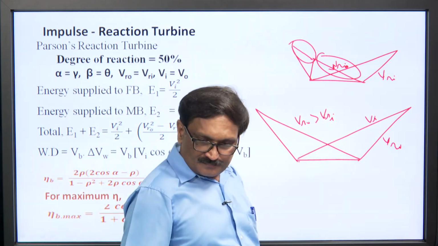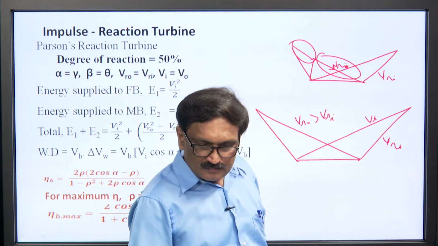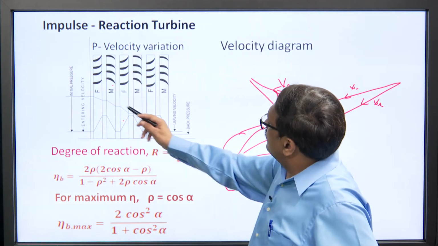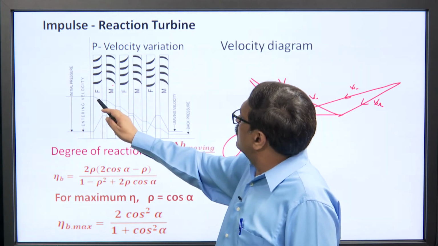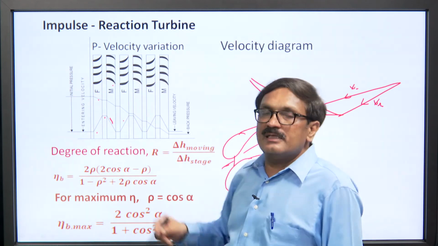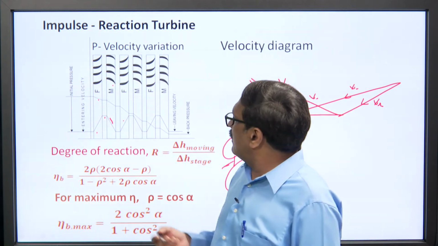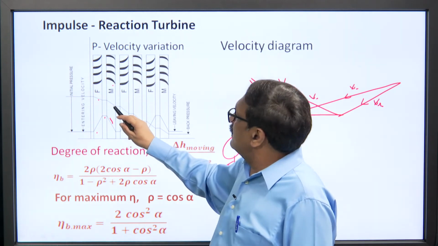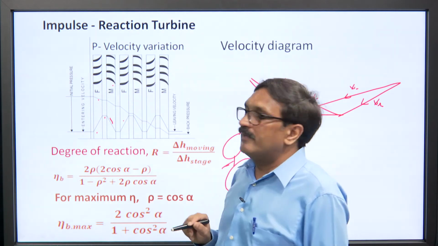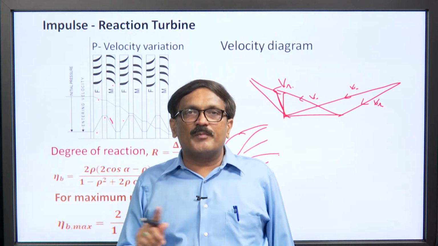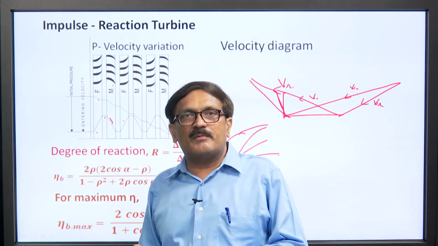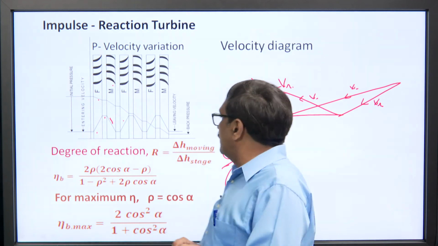And if we see how the energy transfer is taking place: pressure drop in the nozzle, velocity increases; in the moving blade, velocity decreases and is converted into mechanical work. But there is again a pressure drop in the moving blade itself: pressure drop in the fixed blade, pressure drop in the moving blade, while in the impulse turbine there is no pressure drop in the moving blade. Whatever the pressure drop in the moving blade in a reaction turbine, that produces the reaction force.